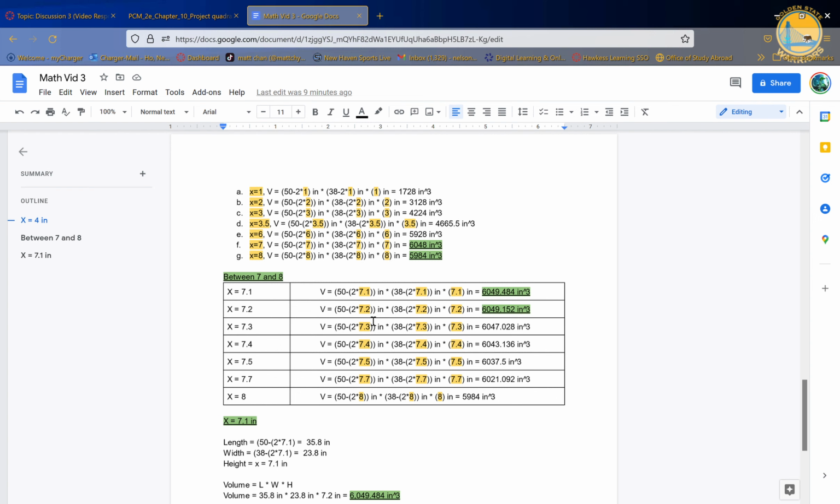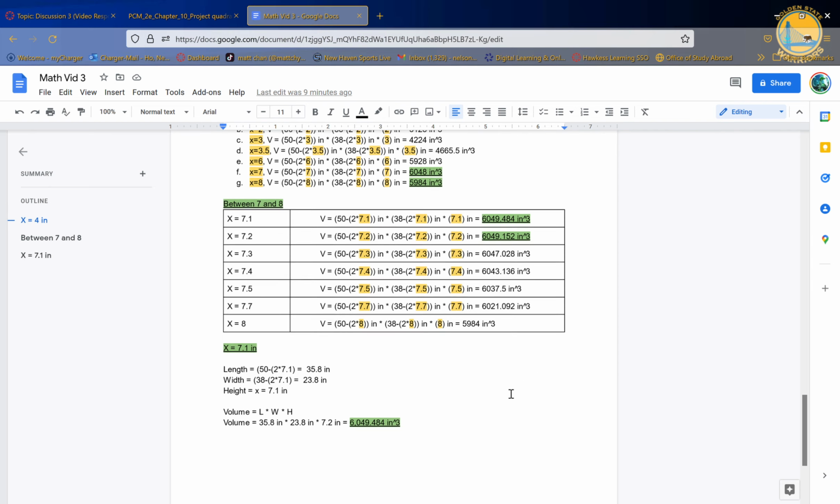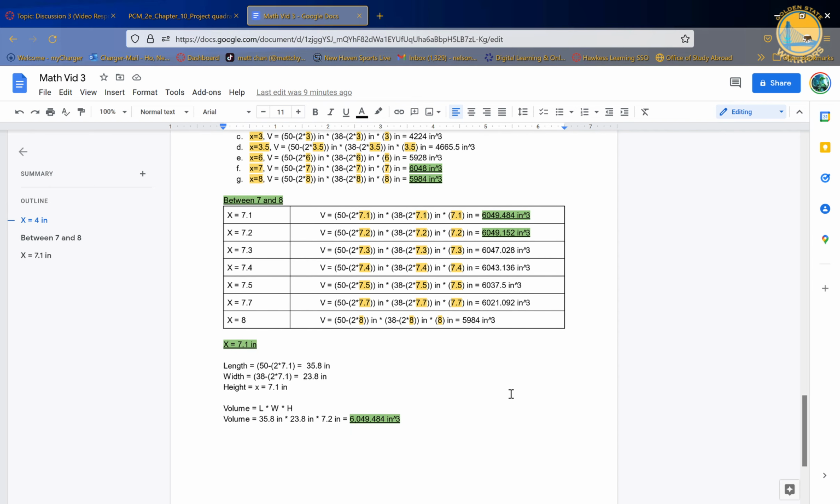So, from here, we can clearly tell that the max volume size is 6,049.484 inches cubed. And that's from 7.1. 7.2 was a really close number too, but it wasn't the max. So, now that we have our x, we plug it back into the length and width equations. 50 minus 2 times 7.1 gives us 35.8 inches for our length. Width, 38 minus 2 times 7.1 equals 23.8 inches for the width. And because height equals x, and x was 7.1, our height is 7.1 inches.